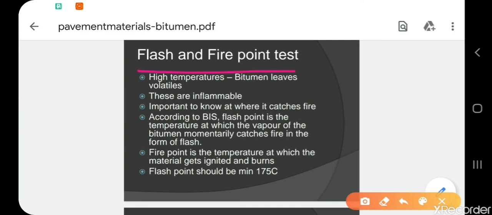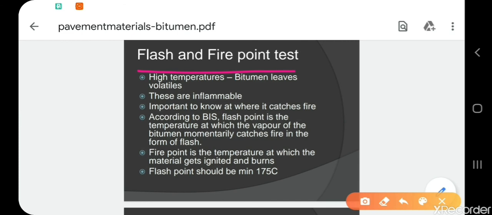Next, the flash and fire test. As the name indicates, flash and fire: at what temperature the bitumen will catch fire is known as the flash and fire test. This test is especially for higher temperatures, and these materials are inflammable. It is important to know where it catches fire. According to the BIS, the flash point is the temperature at which the vapor of the bitumen momentarily catches fire in the form of a flash. That's why we call it flash and fire. The fire point is the temperature at which the material gets ignited and burns.